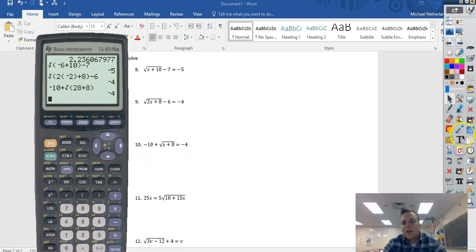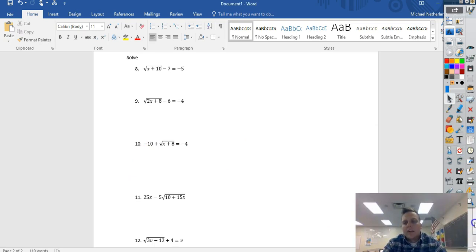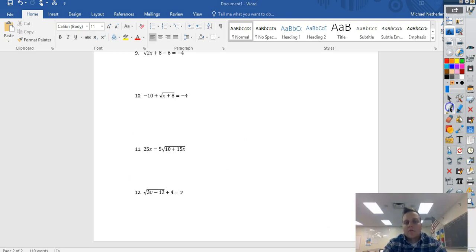All right, problem number 11, which I did in class for each class. I'm going to do it, but I'm going to go kind of fast, okay, because it's a long problem. So, first off, we have 1 square root. I would like to get the square root by itself. This 5 is multiplying the square root. So step 1 is to divide both sides by 5. 25x divided by 5 becomes 5x is equal to the square root of 10 plus 15x.